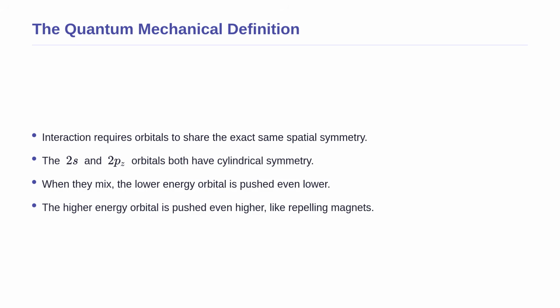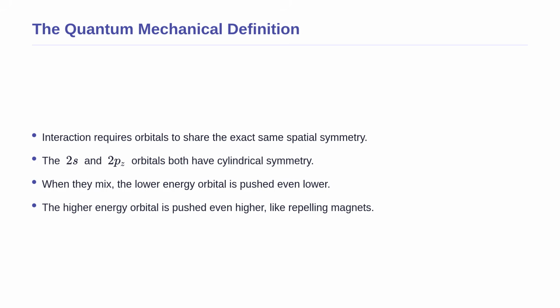Building on that idea, let us look at the formal quantum mechanical definition. For sp mixing to occur, the orbitals must not only be close in energy, but they must also share the exact same spatial symmetry. Specifically, the 2s and 2pz orbitals both have cylindrical symmetry along the internuclear axis.